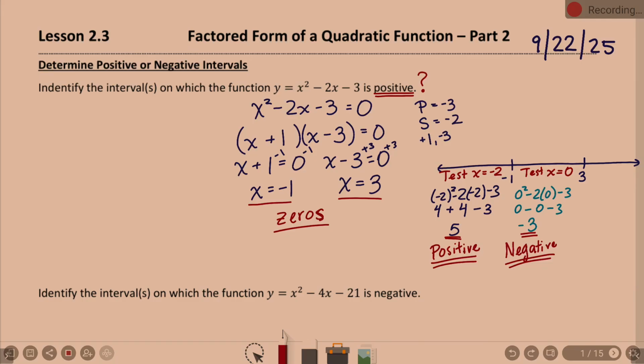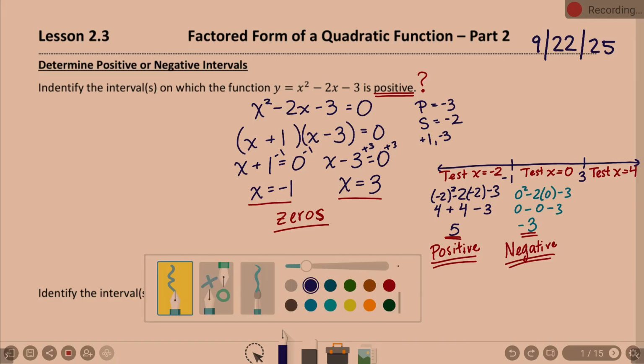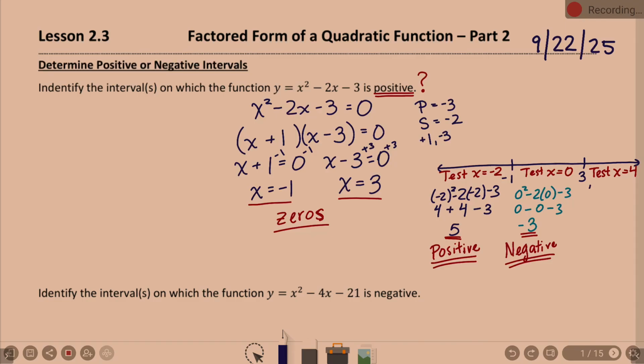And test the last interval, yes? What number do you want to use in my last interval? 4. Okay, something bigger than 3. 4 is the most obvious choice, but again, it's not the only choice. So put 4 into that equation and see what happens with it. 4 squared minus 2 times 4 minus 3. 16 minus 8 minus 3.